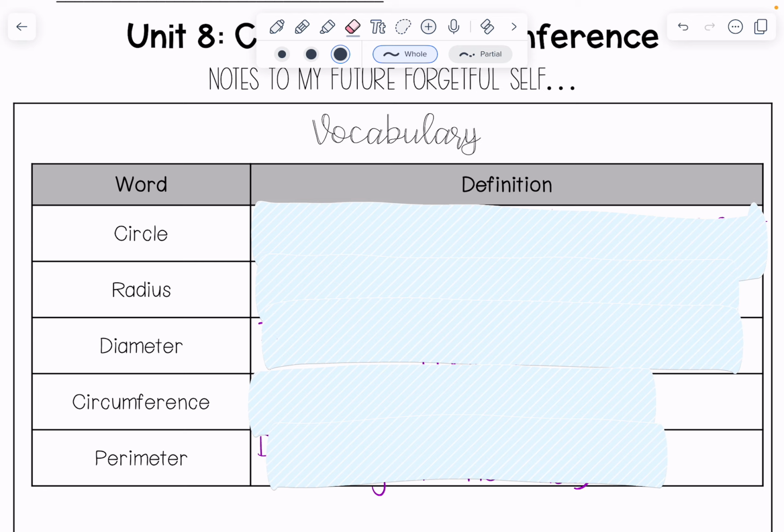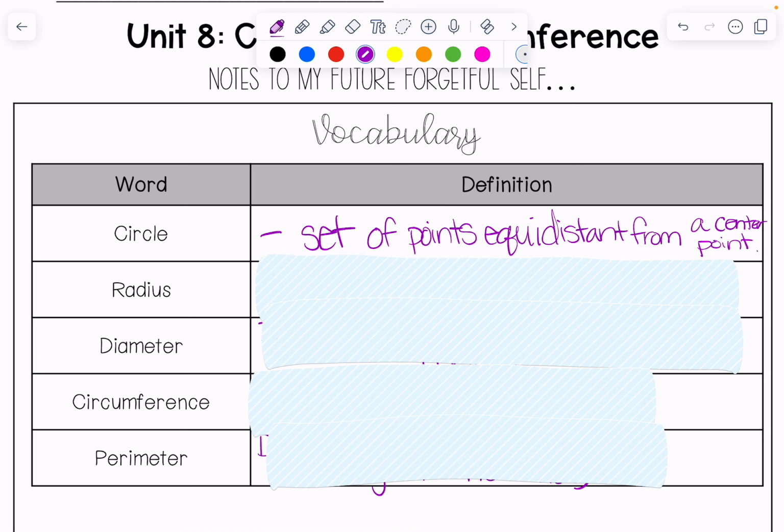All right, when we talk about a circle, how a circle is defined, it's defined as a set of points that are all equidistant from a center point. And equidistant just means equal distance. So you have a center point, and then the circle itself is just a bunch of other points that are all the same distance from that center.